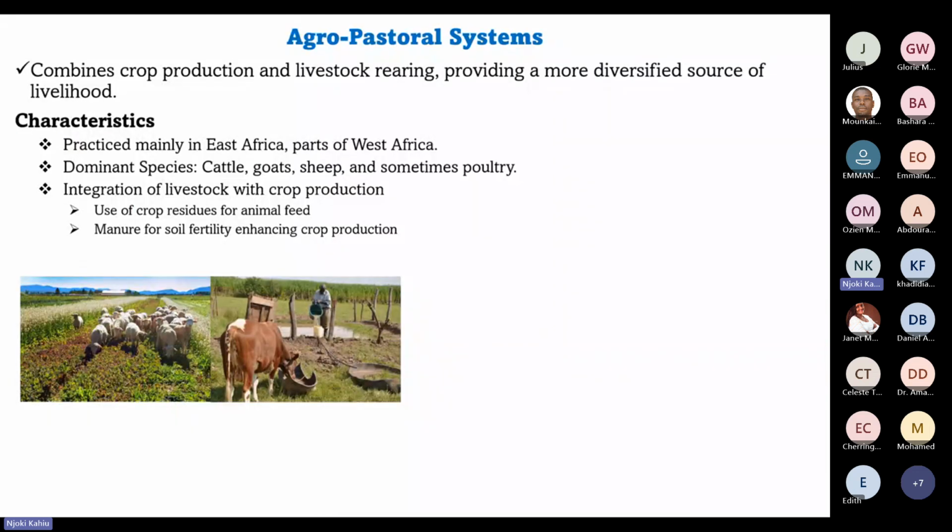The agropastoral systems combine crop production and livestock rearing, and they provide a more diversified source of livelihood for the communities. They are mainly in Eastern, Southern and Western Africa, but I think there is also a small component in South Africa. The dominant species are cattle, goats, sheep, and sometimes poultry. They tend to integrate livestock with crop production, where the communities use crop residues as animal feed, but also improve soil fertility through manure for enhanced crop production.